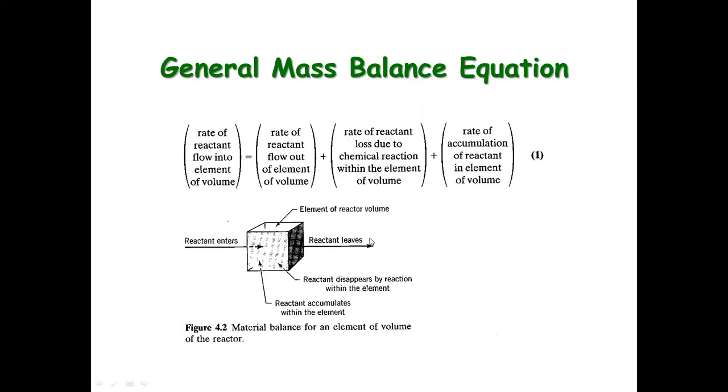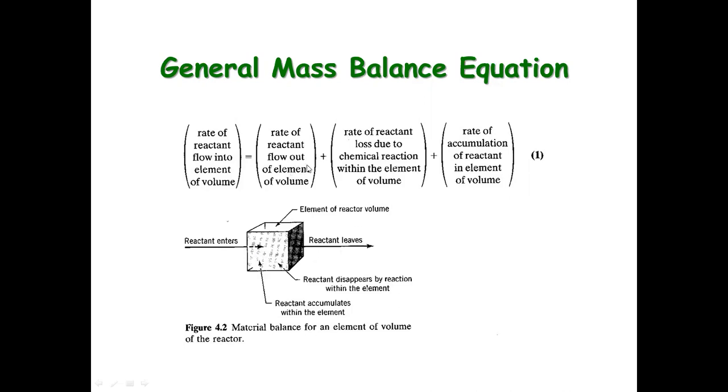Now, when we do material balance in the reactor, we consider an elemental volume. It could be in the form of a cylinder or a box, but most of the time it's in the form of a cylinder because our reactors are in the form of tanks or cylinders. So that elemental volume we use to perform the material balance or the mass balance.